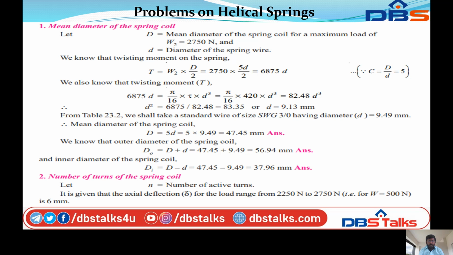So from the table we shall take a standard wire of size SWG 3/0 having diameter d equal to 9.49 mm. This table was already seen in the previous class, and the table is also given. Here 9.13 is suitable to the SWG 3/0 value.